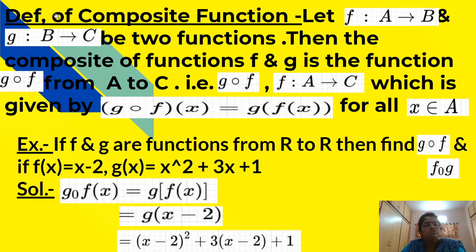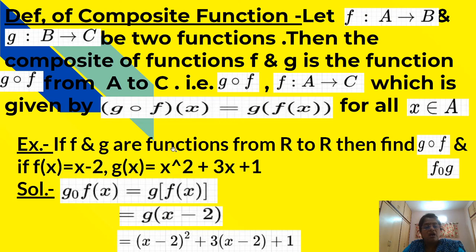Now see the definition of composite function. Let f from A to B and g from B to C be two functions, then the composite of functions f and g is the function g composition f from A to C. That is, g composition f is a function from A to C, which is given by g composition f of x is equal to g of f of x for all x belonging to A.